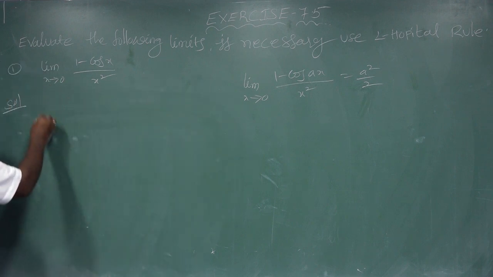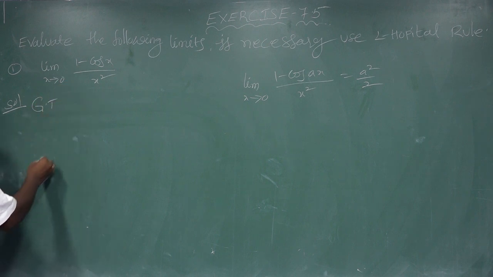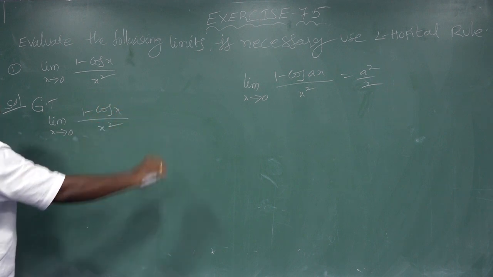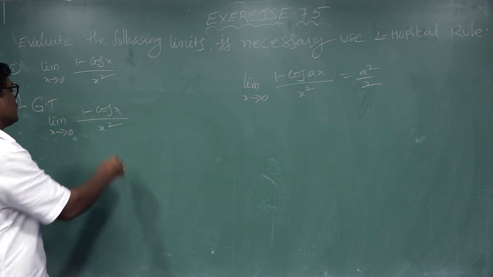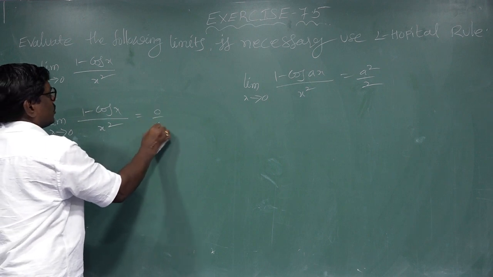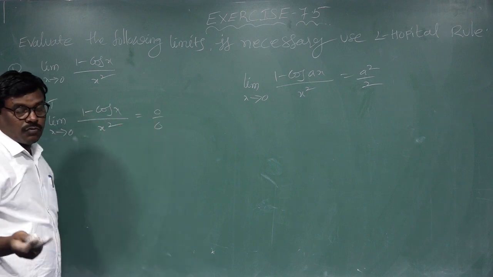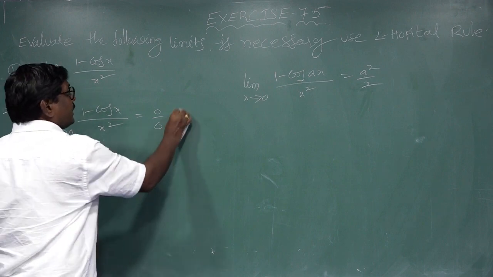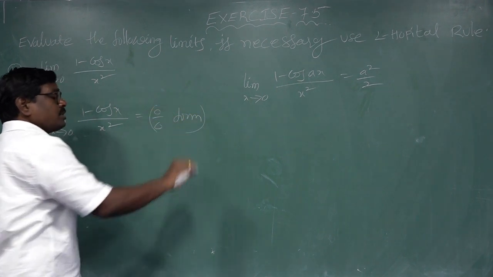For the given problem, the working rule: limit x tends to 0 1 minus cos of x by x square. Cos 0 value is 1, so 1 minus 1 is 0, and 0 square is nothing but 0. This is the indeterminate form 0 by 0.